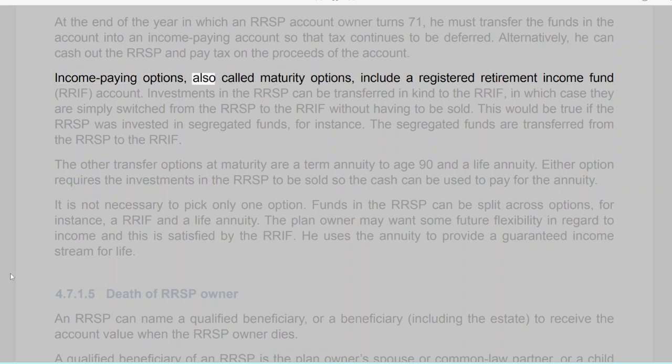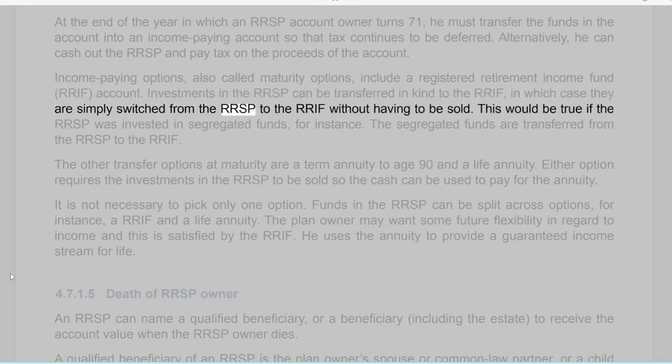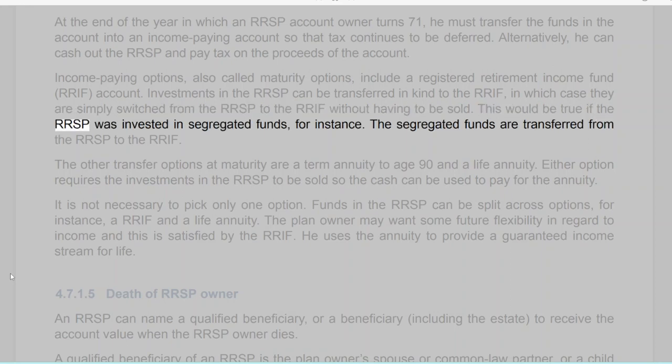Income-paying options, also called maturity options, include a Registered Retirement Income Fund, RRIF, account. Investments in the RRSP can be transferred in kind to the RRIF, in which case they are simply switched from the RRSP to the RRIF without having to be sold. This would be true if the RRSP was invested in segregated funds, for instance. The segregated funds are transferred from the RRSP to the RRIF.